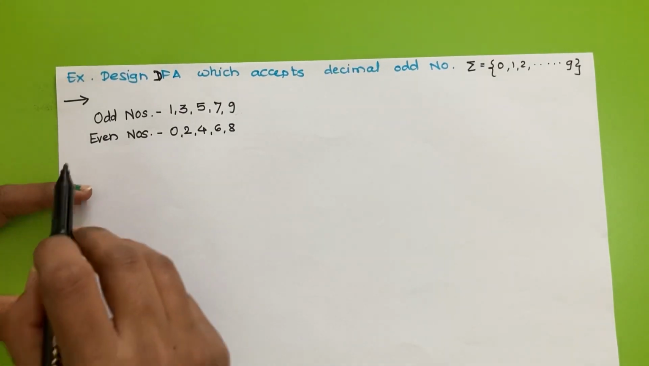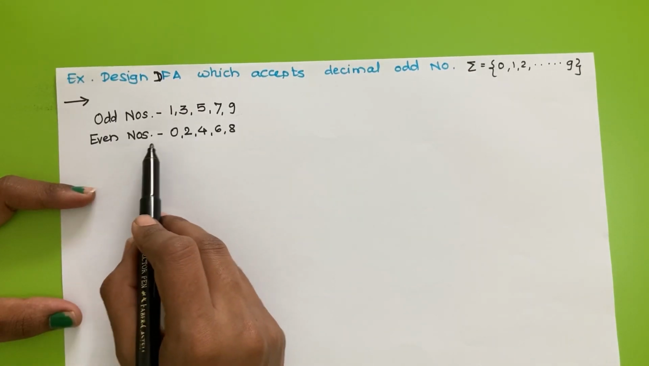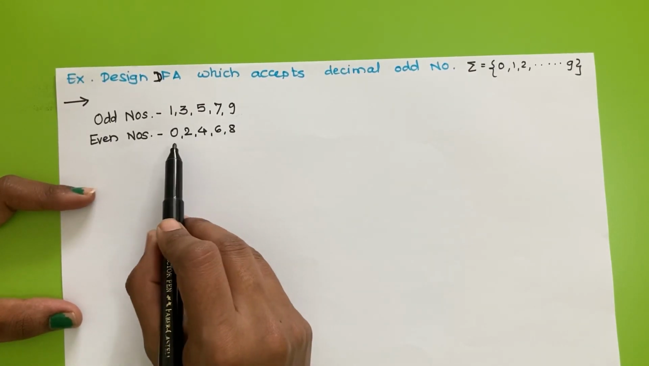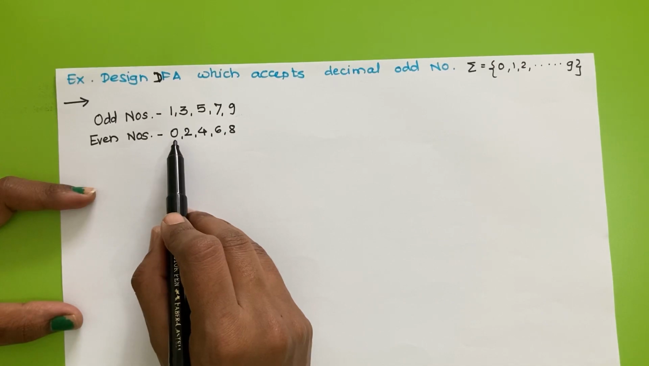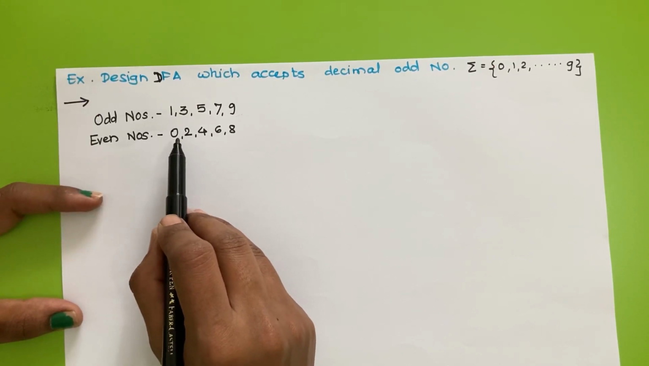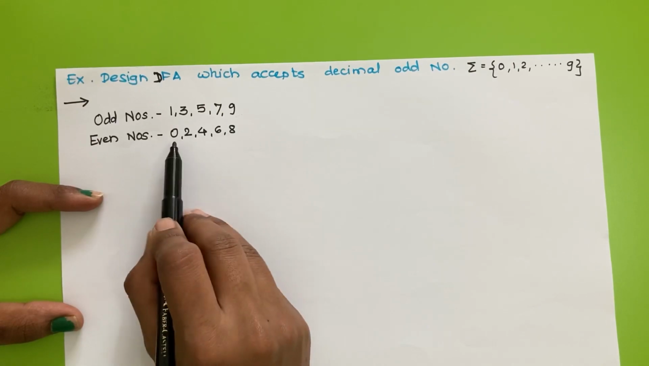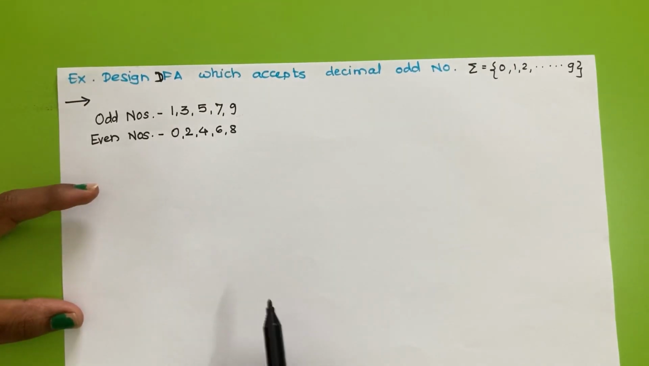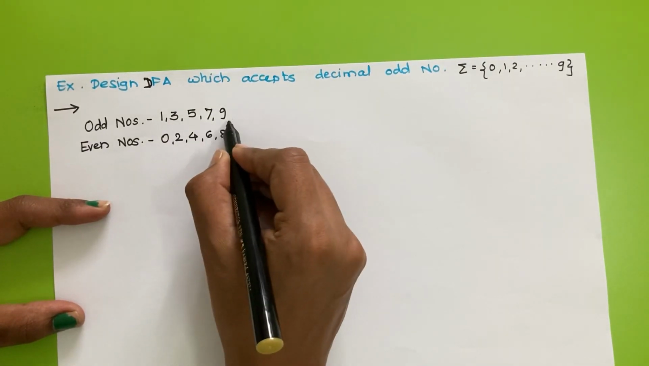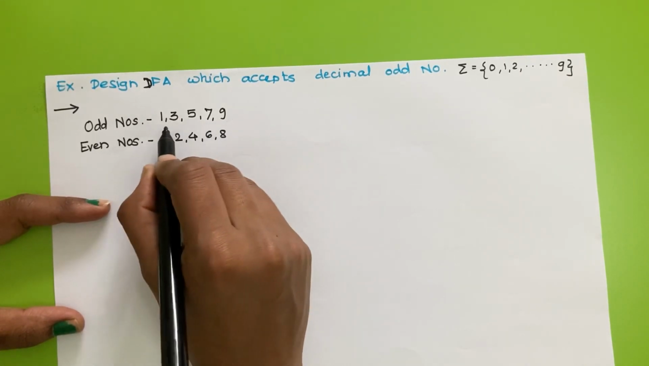Now first we will see odd numbers are 1, 3, 5, 7, 9 and even numbers are 2, 4, 6, 8. Mostly 0 is considered in the series of even numbers. I have included 0 here because 0 is neither even nor odd actually, but in the even series we can consider 0. So these are the decimal numbers of 1 digit.